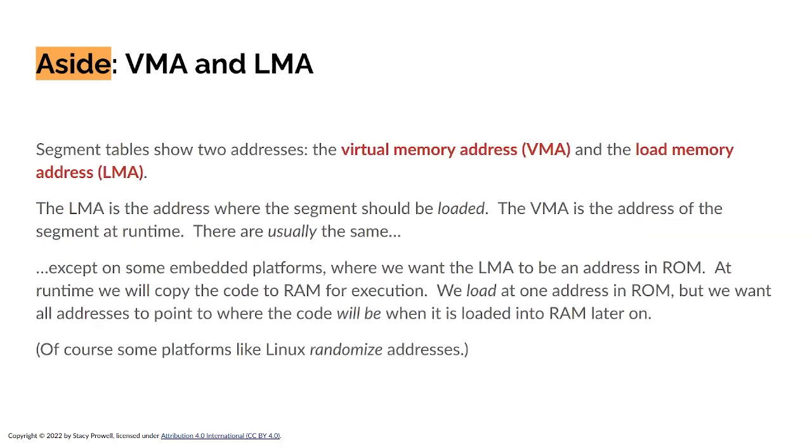The VMA and the LMA: the VMA is where the segment should be loaded. Of course, that is almost true, but not quite, because of address space layout randomization. And the LMA is usually only different when you're doing something with something like a ROM. That's it.